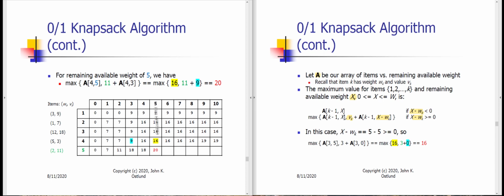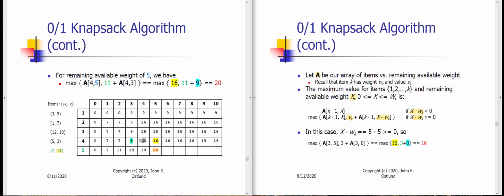And when we get to 5 units of available space, we're comparing 16 to 9 plus 11. So in other words, we were comparing 16 to 20, and now 20 is our maximum available value.